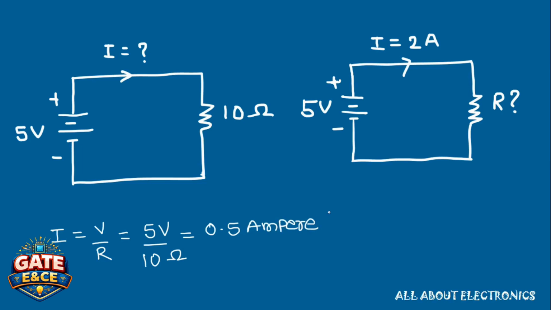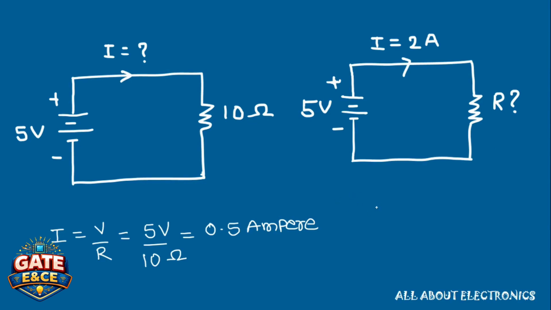Now in the second circuit, if you see, we have a 5 volt voltage source which is connected to an unknown resistor R. The current flowing through this circuit is given as 2 ampere. So we need to find the value of this resistance R.